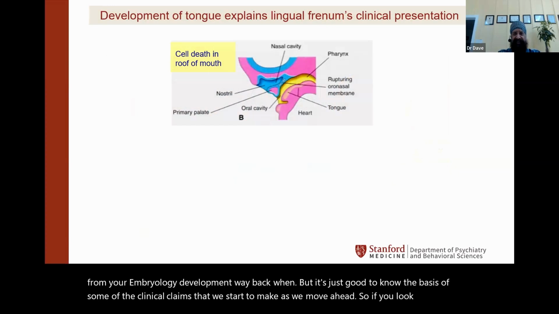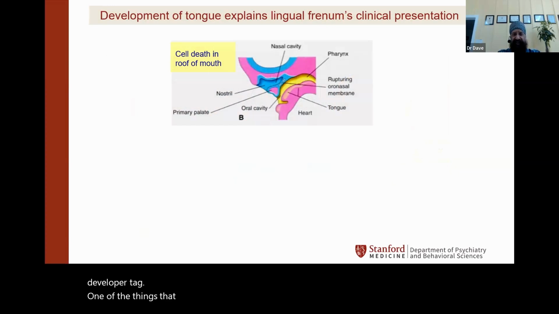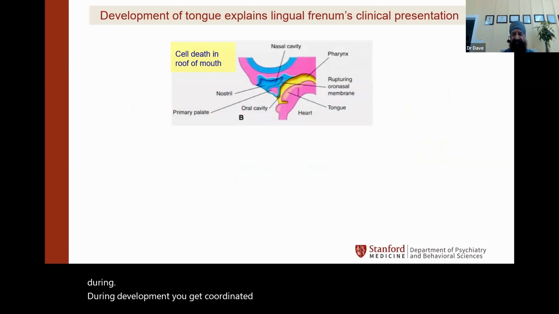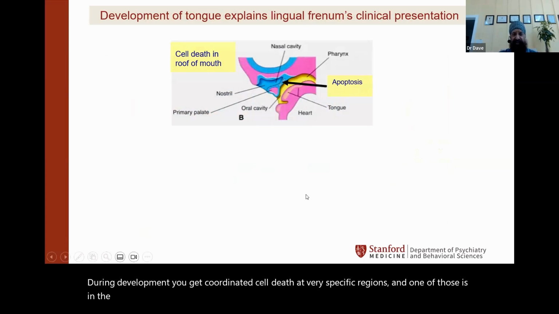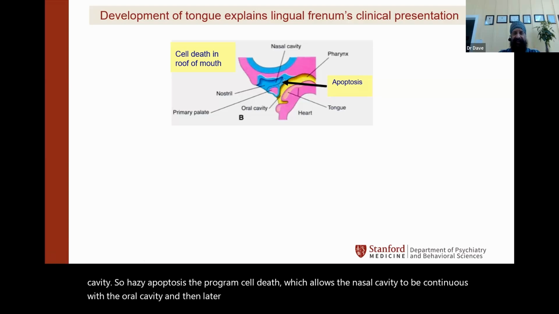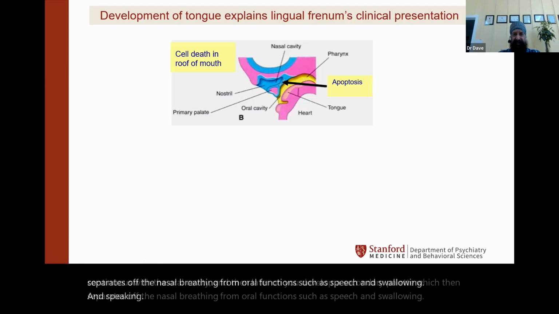If we look at the development of the tongue, one of the things that we have to explain is the clinical presentation of the lingual frenum. During development, you get coordinated cell death at very specific regions. One of those is in the oronasal membrane, which separates the developing nasal cavity from the underlying oral cavity. Here's the apoptosis, the programmed cell death, which allows the nasal cavity to be continuous with the oral cavity. Later on, you develop a secondary palate, which then separates off nasal breathing from oral functions such as speech and swallowing and mastication.